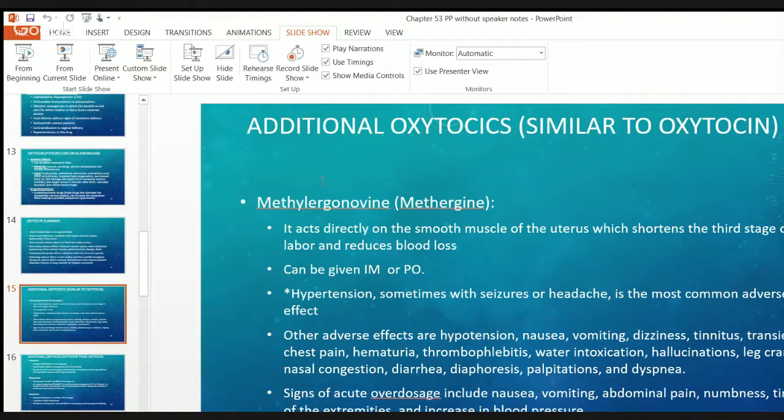Other adverse effects associated with this medication are hypotension, nausea and vomiting, dizziness, tinnitus, transient chest pain, hematuria, thrombophlebitis, again with the water intoxication, hallucinations, leg cramps, nasal congestion, diarrhea, diaphoresis, palpitation, dyspnea. The signs of acute overdosage include, again, nausea and vomiting, abdominal pain, numbness, tingling of the extremities, and again, I can't say it enough, the caution with the blood pressure because of the risk for increased blood pressure.